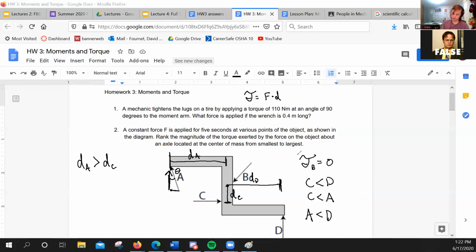And then if we put all these together, B is 0, so it's the littlest. C is closer, so it's smaller than the other two. A is less than D, so that is our ordering. So the greatest is D, then A, then C, then B. So this side is small, this side is big.